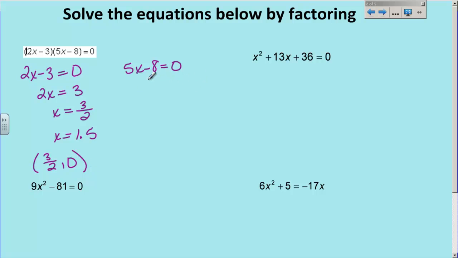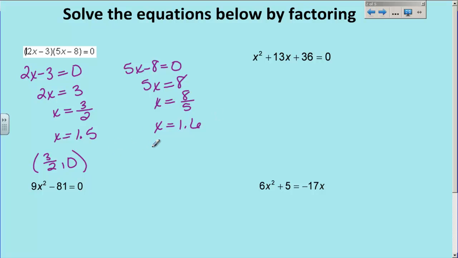Then I do the same thing. This is my first root. This is one of the zeros or one of the solutions to my quadratic. The other one is going to be here. So I start by adding 8. So you end up with 5x equals 8. And then when you divide both sides by 5, you get x equals 8 over 5, or x equals 1.6. They're again the same thing. Doesn't matter which one you use.